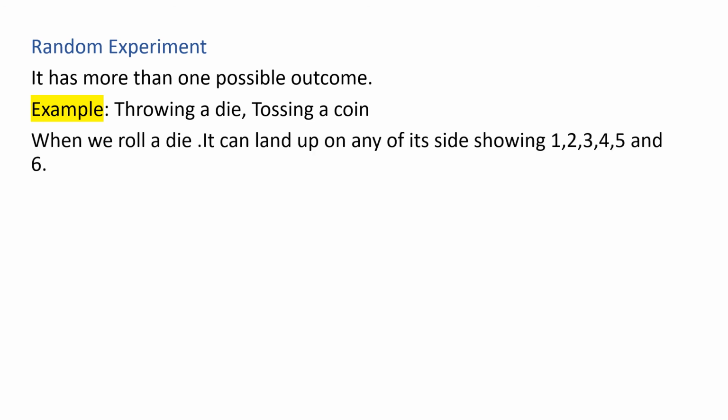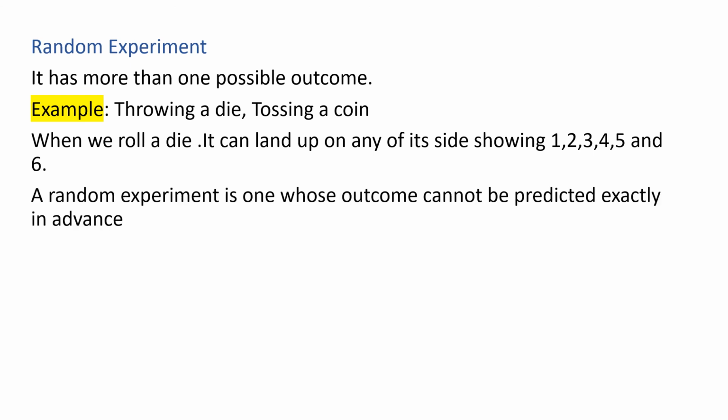Simply keeping a die in a jar or in a box, can we say that is a random experiment? No, that is the difference. So examples: throwing a die, tossing a coin, or picking a ball from the jar. When we roll a die, it can land upon any of the sides, right? Maybe 1, 2, 3, 4, 5 or 6. From this, any one you will be getting.